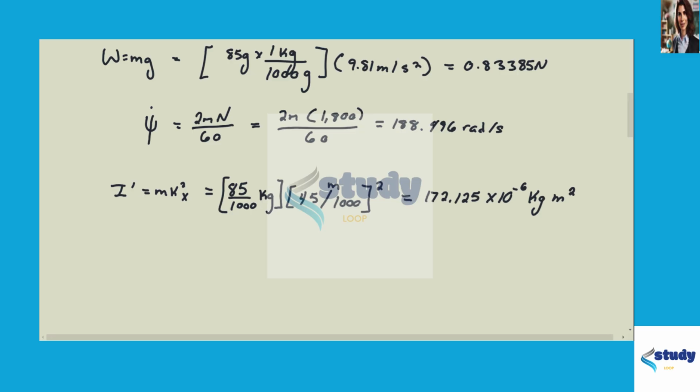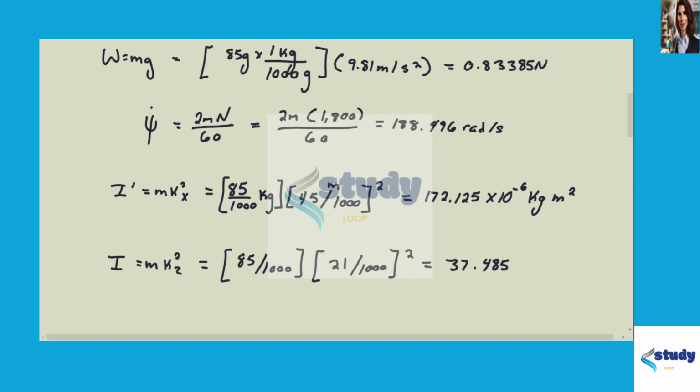Okay, so now we got to find the moment of inertia about the symmetric axis, which is just the normal I, which is m k_z squared. And this is, again, just going to be 85 divided by 1,000, and then here it's 21 divided by 1,000 squared. And we get 37.485 times 10 to negative 6 kilogram meters squared.